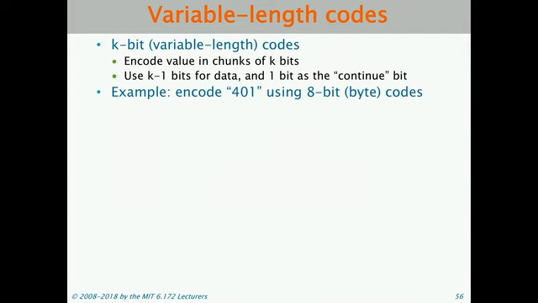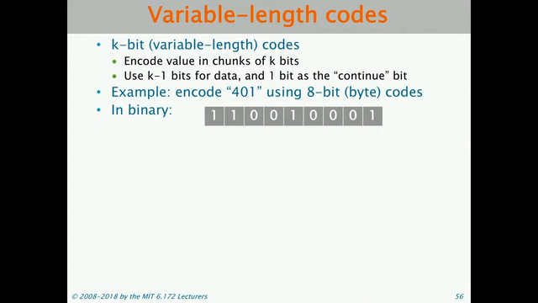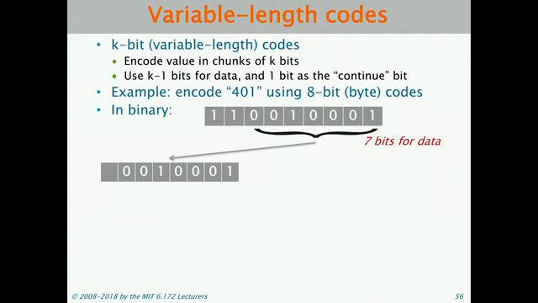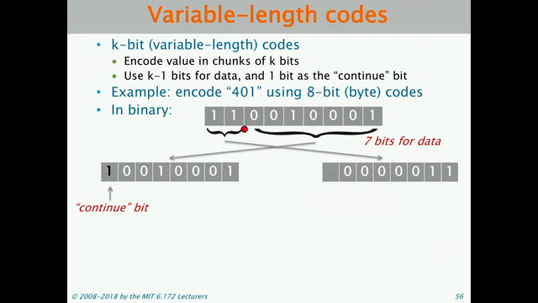For example, let's encode the integer 401 using 8-bit or byte codes. First, we write this value out in binary. Then we take the bottom 7 bits and place them into the data field of the first chunk. In the last bit of this chunk, we check if we still have any more bits that we need to encode. If we do, we set a 1 in the continue bit position. Then we create another chunk where we place the next 7 bits into the data field of that chunk. Now we're done encoding this integer value, so we can place a 0 in the continue bit. That's how the encoding works.